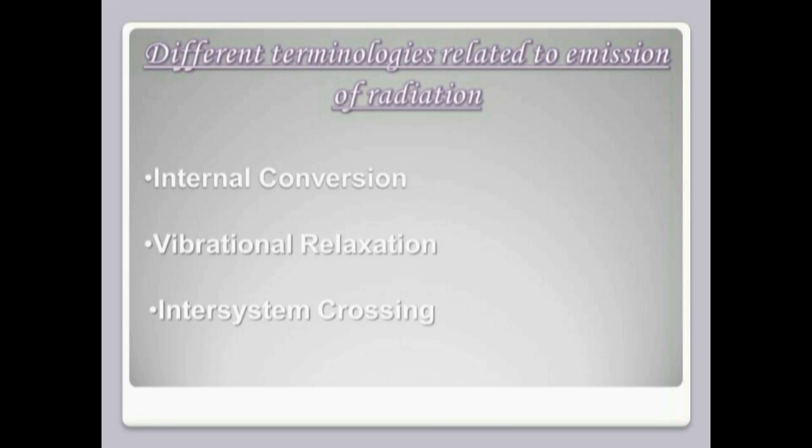Now I'll tell you about the internal conversion, vibrational relaxation and the intersystem crossing. The first one is internal conversion. When the molecule returns to the electronic ground state, the excess energy is converted to vibrational energy. This is called internal conversion. Next one is vibrational relaxation. Excess vibrational energy is lost by collision with other molecules. It is called vibrational relaxation. And the last one is intersystem crossing. The spin of an excited electron can be reversed, leaving the molecule in an excited triplet state. This is called intersystem crossing.